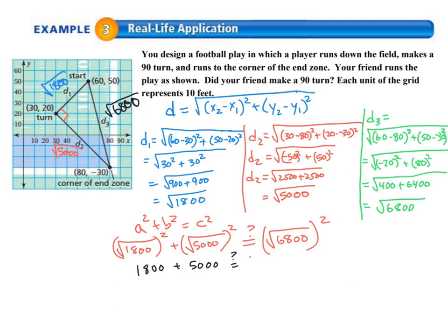Is that equal to 6,800? And when you add it up, you find out that yes, they are equal. So in fact, yes, my friend made a 90-degree turn.